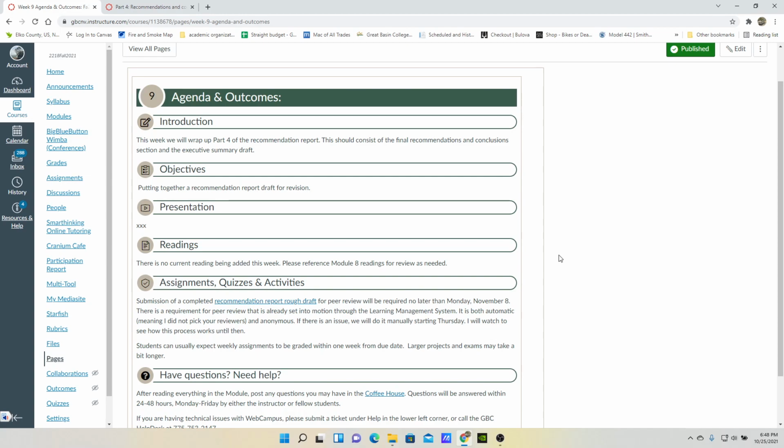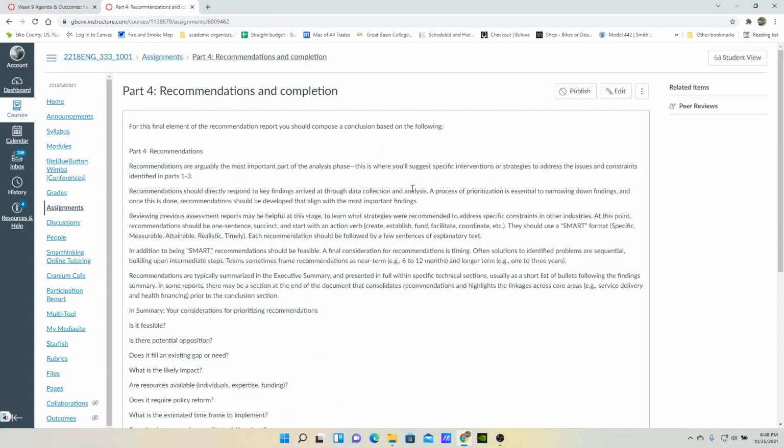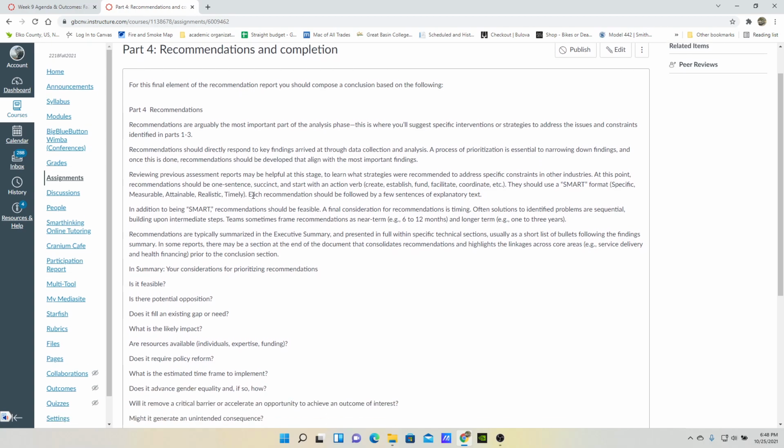So with that said, let's look over to the actual assignment. Recommendations and completions is part 4. For this final element of the recommendation report, you should compose a conclusion based on the following. Part 4, recommendations. Recommendations are arguably the most important part of the analysis phase. This is where you'll suggest specific interventions or strategies to address the issues and constraints identified by you in parts 1 through 3.